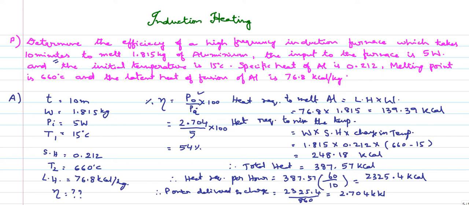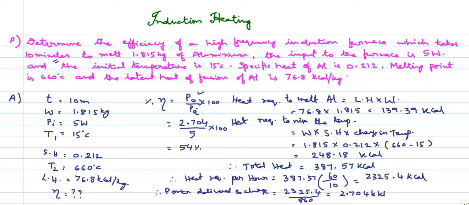So now we need to find the heat energy required to melt the aluminum. That is the latent heat into weight. Next one is the heat required to raise the temperature. That is weight into specific heat into change in temperature. So now we need to add these two heats so that we will get the total heat. Now with this total heat, we can convert it into electrical energy, that is kilowatt hour, or we can convert this heat energy into heat required per hour, and then we can directly convert this kilocalorie into kilowatt simply.